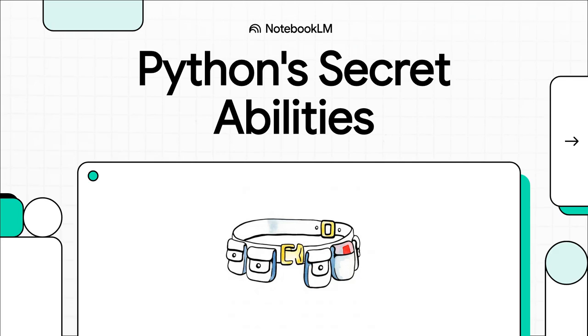Hey everyone! What if I told you there are secret abilities hidden inside your Python code? Like actual superpowers that belong to specific things you create? Well, there are. They're called methods. And trust me, once you get this, it's gonna totally change the way you look at coding.